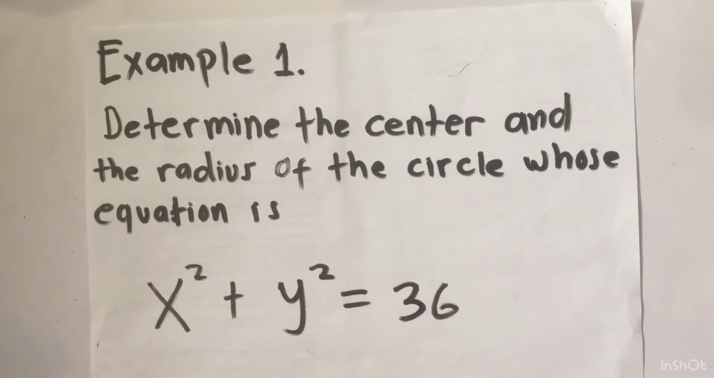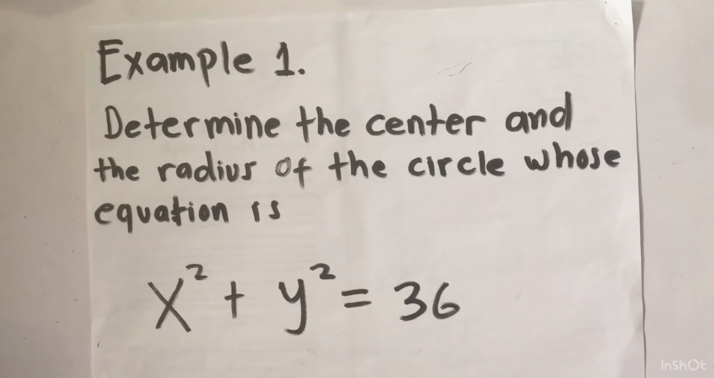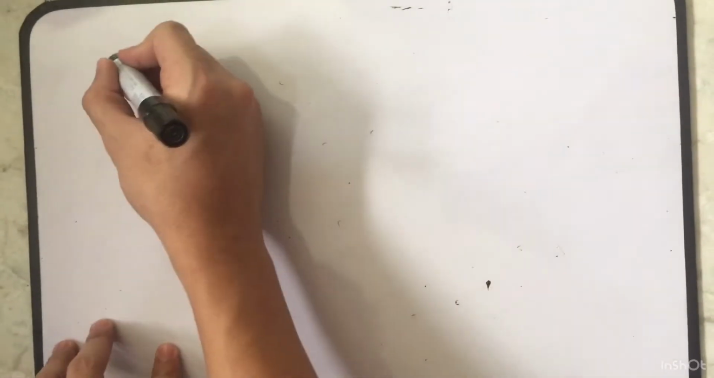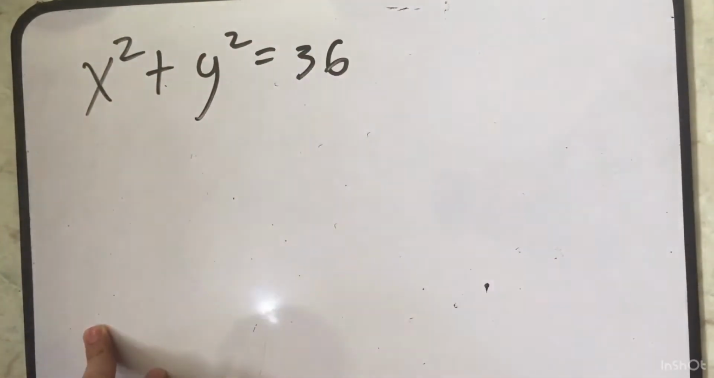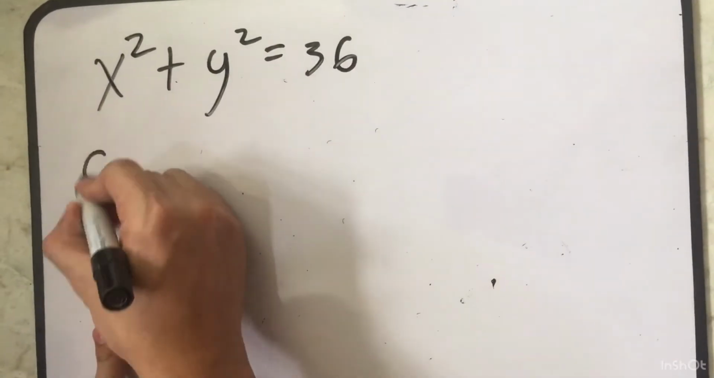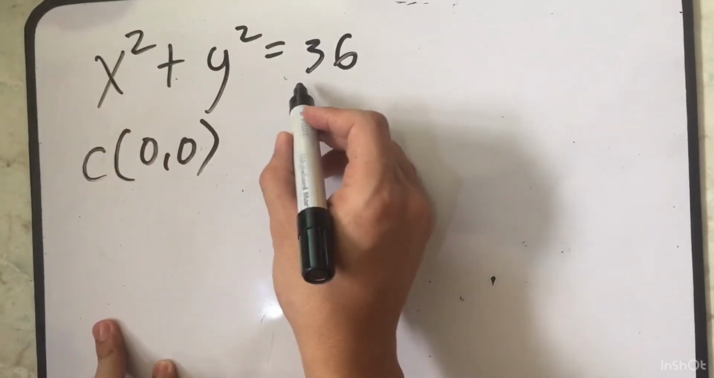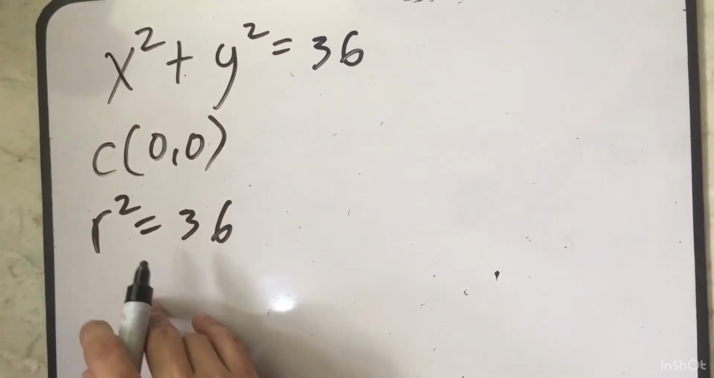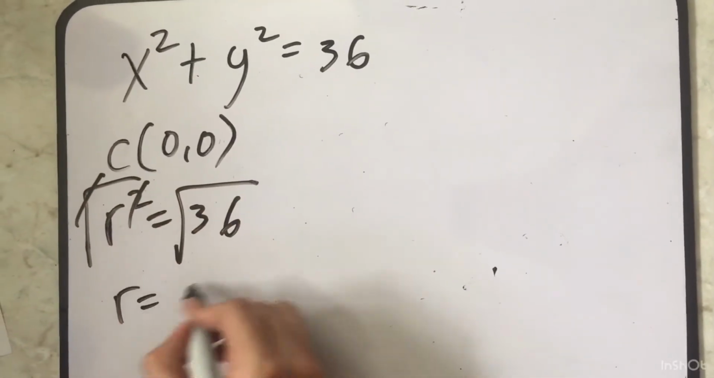Example, determine the center and the radius of the circle whose equation is x squared plus y squared equals 36. So let's try to solve. The equation is x squared plus y squared equals 36. So this equation is written in standard form. That means the center is at the origin, that is (0, 0). So we have here 36. That means r squared equals 36. We are going to solve for r. Get the square root. It will become r equals 6.